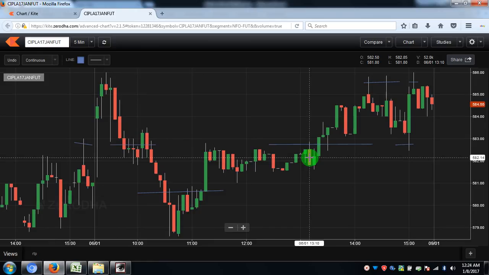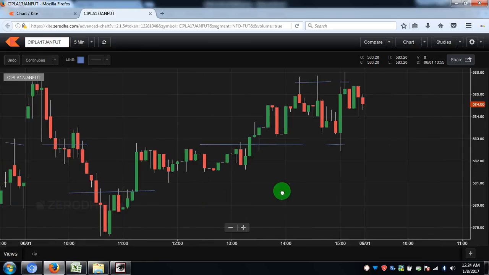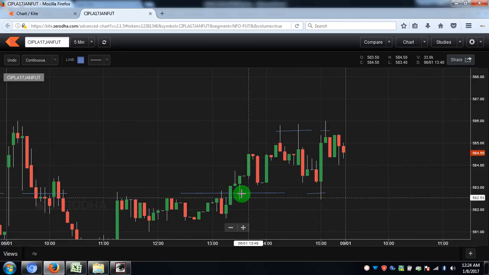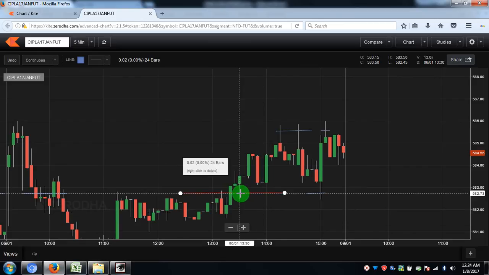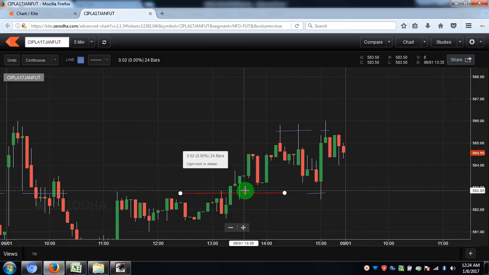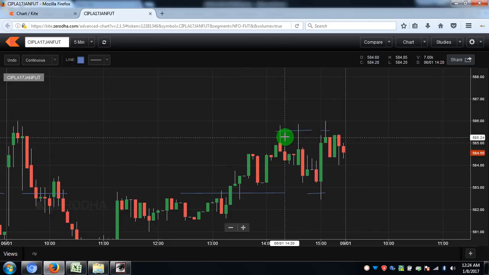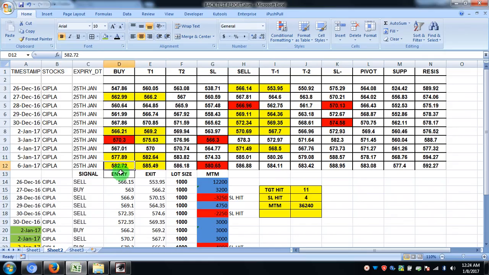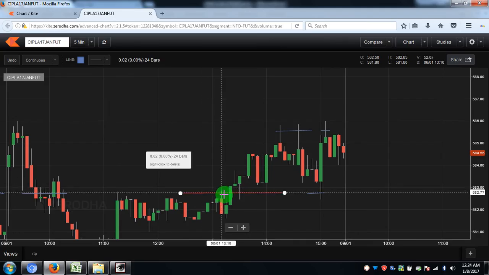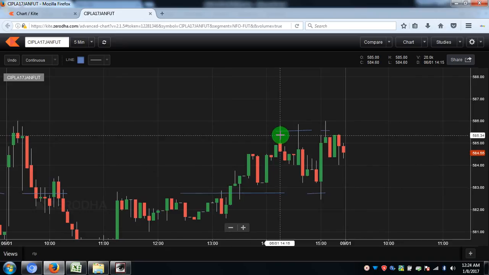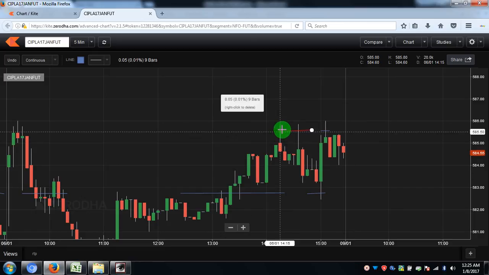So again it hit this level. Buy was generated at 1 o'clock 10 minutes. You can see this 1 o'clock 10 minutes buy was generated. After that, the buy level was 582.70 paisa, and the target was 585.50 paisa. On this candle you can see 585.80 paisa was the high.